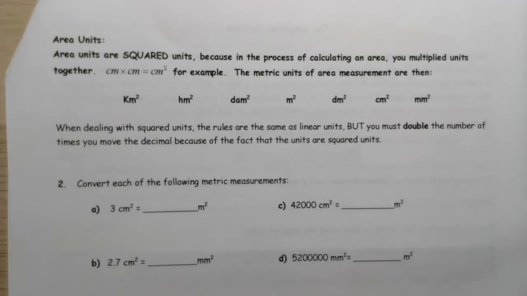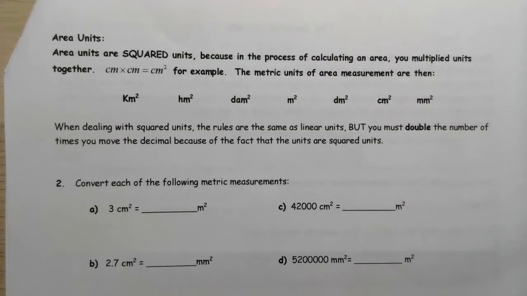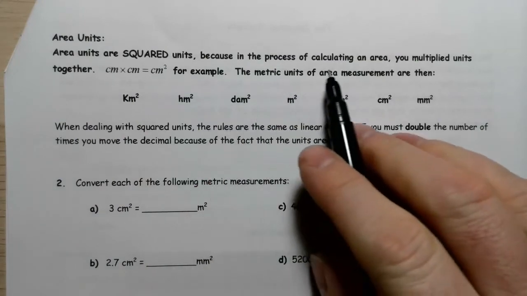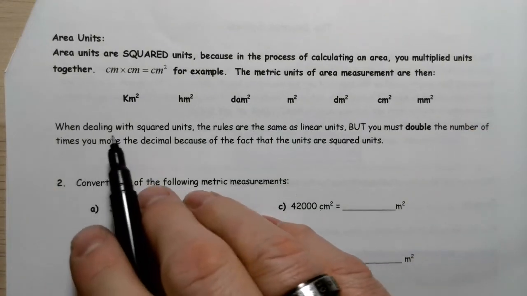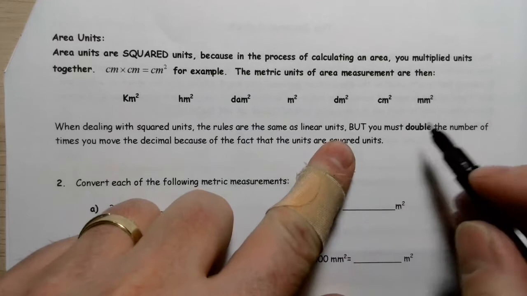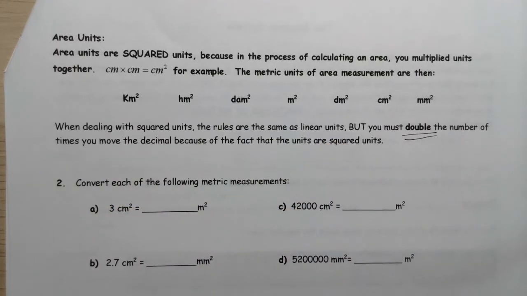Okay, now we're going to take a moment to talk about what happens when you convert between area units, which really just amount to the linear units being squared. So a kilometer squared, a hectometer squared, and so on. Because in the process of calculating area, you multiply the units together, what really happens here is we sort of do this conversion twice, in a sense. I don't want you to do a conversion twice, but I'll show you what I mean, because we can simplify this. When you're dealing with square units, the rules are the same as linear units, but you double the number of times you move the decimal.